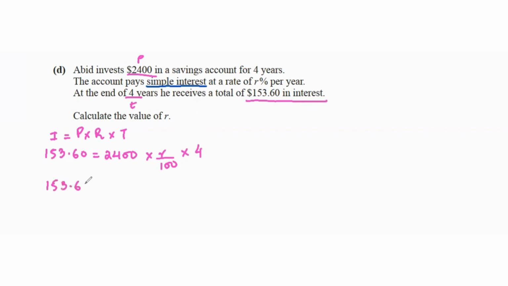I'm going to make R the subject by multiplying 153.60 by 100 and dividing it by 2,400 times 4. And this will give us 1.6%. So that is the rate of interest for Abid's investment.